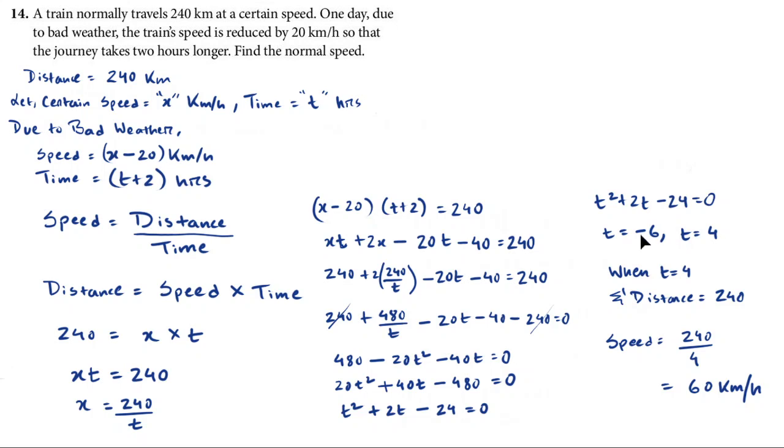As we know, t is time and time cannot be negative. So when t is 4 and the distance is 240, on a regular day, the certain speed will be 240 by 4, which is distance by time. This is the distance and this is the time that we have got. So the certain speed will be 60 km per hour.